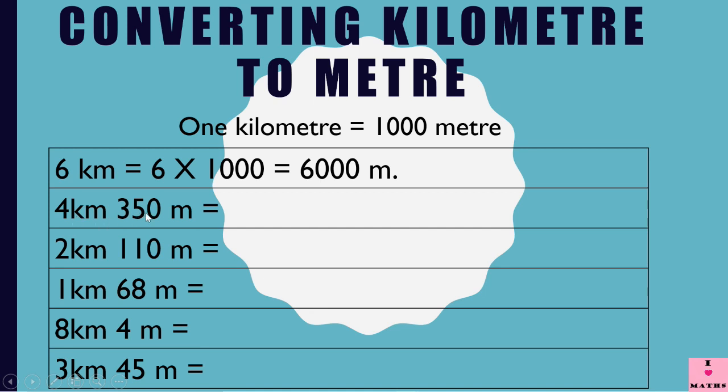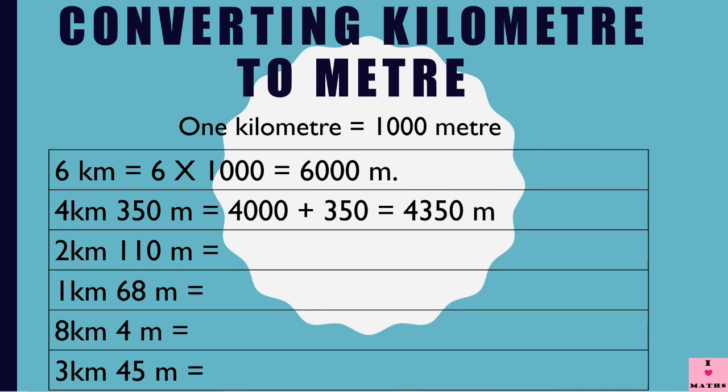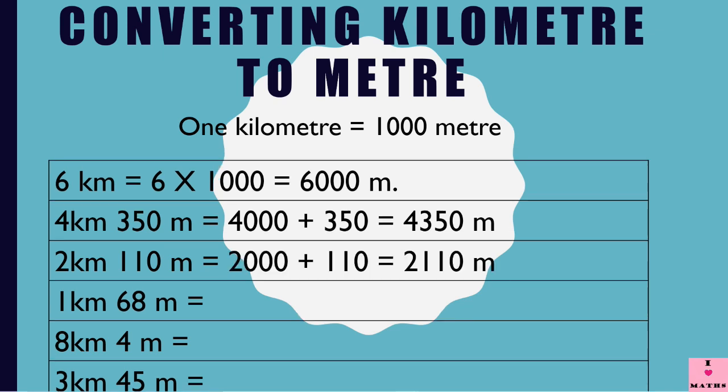Now 4 kilometers and 350 meters. 4 kilometers is 4000 meters. Plus 350 will give you 4350 meters. 2 kilometers and 110 meters will be 2000 meters plus 110 meters will be equal to 2110 meters. 1 kilometer 68 meters.